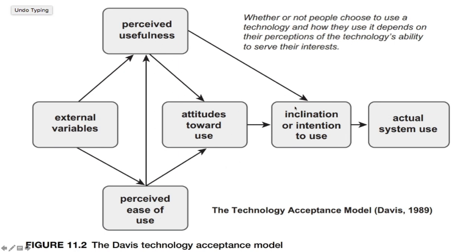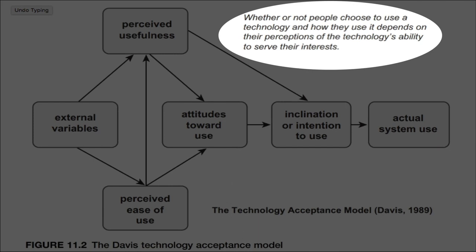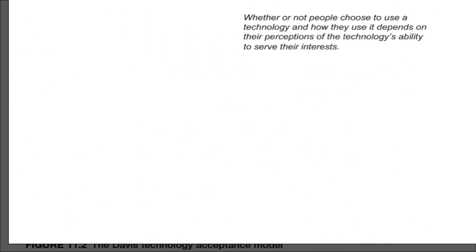There's a human element to our tech. To get the humans to buy into what we're doing, they need to perceive its ease of use as being very easy to use, and perceived usefulness in that they're not wasting their time. And yeah, that's what I gather from that. Look over here, focus on this. Whether or not people choose to use a technology and how they use it depends on their perceptions of the technology's ability to serve their interests. Just what kind of value does it add?